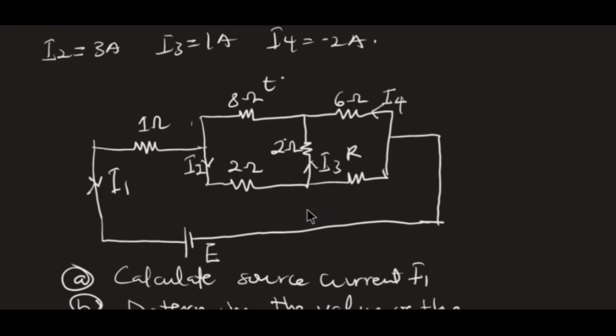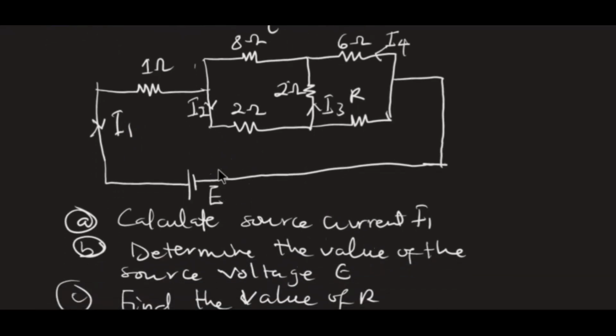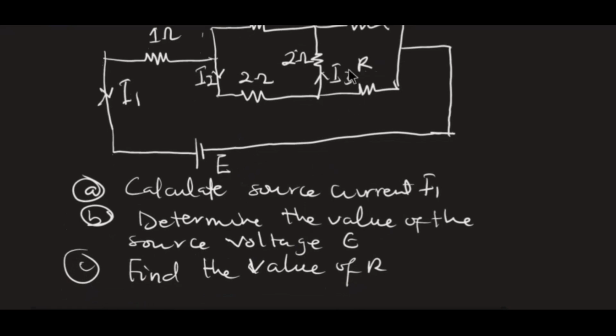In this video, I have an electrical circuit network problem to solve. Let's quickly go to what we have for this video. We have been given current I2 to be equal to 3 amperes, current I3 to be equal to 1 ampere, current I4 to be equal to negative 2 amperes. This I2 is coming down, I3 is moving up, and I4 is going this way. The first question is, calculate the source current I1. This is our I1. Then the second part is determine the source voltage E. Then finally we are finding the value of R here.